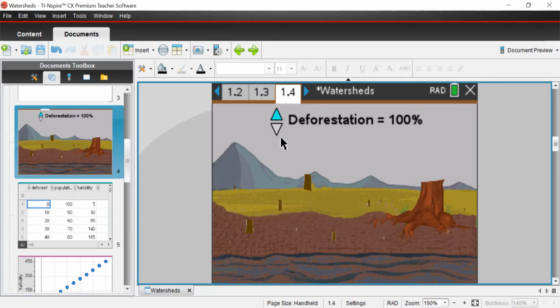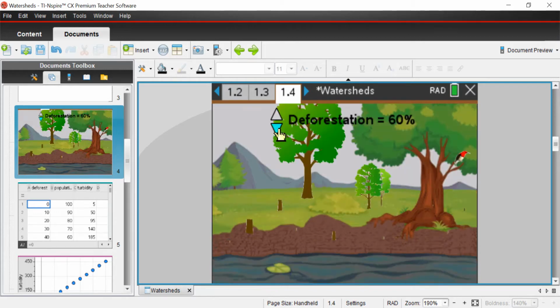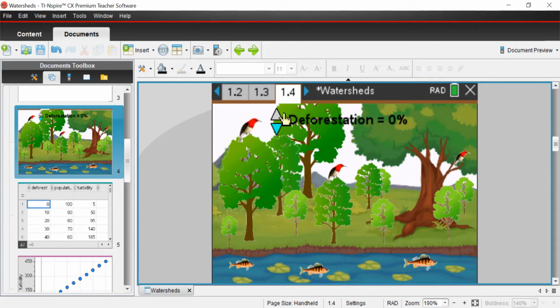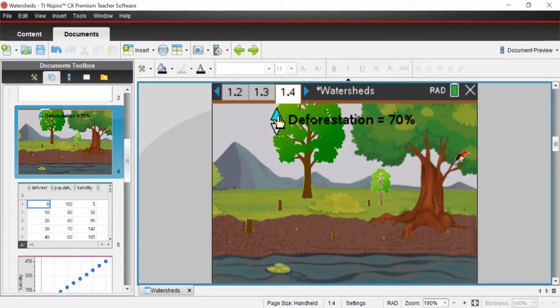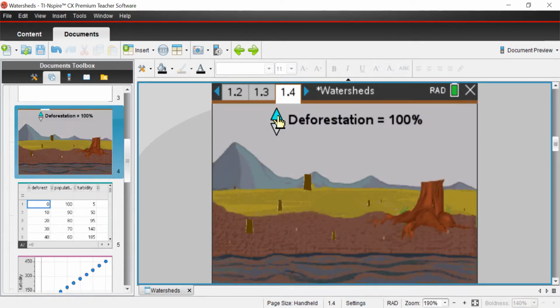Okay, so that was sad. Let me just back it up a little bit so you can see what it used to look like. And I'm going to quickly wipe out all of the trees. The wildlife, they have nowhere to live now. The fish can't live in a dirty stream. It's a very sad situation. And so we're going to answer some questions based on what you've seen here in this scenario.